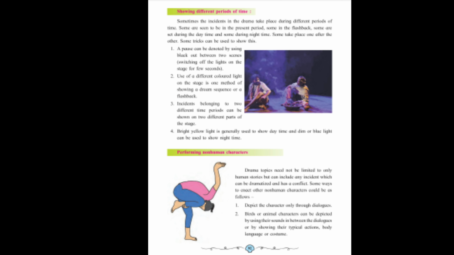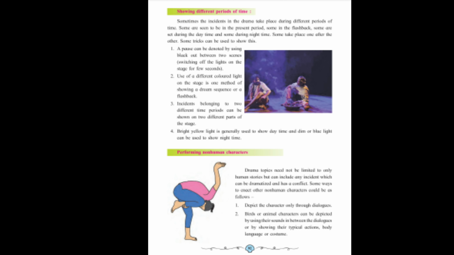Sometimes the incidents in the drama take place during different periods of time. Some are seen to be in the present, some are in the flashback, some are set during the daytime and some during night time. Some take place one after another. Some tricks can be used to show light. Here some examples are given: how to show the dark performance, how to show it in the dark light or in the daytime or in the night. These examples are given to you. I hope you can read this point.